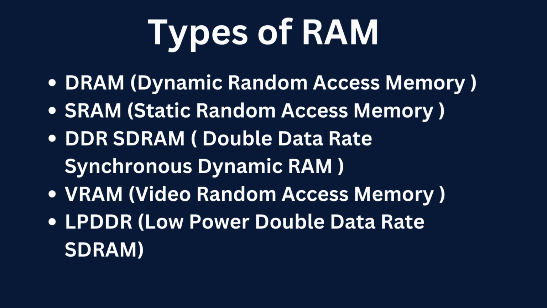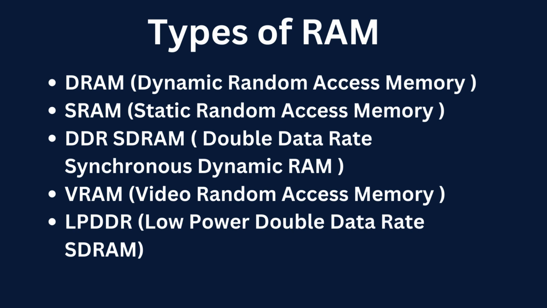VRAM, Video Random Access Memory, is a specialized type of RAM designed for graphics processing units, GPUs, in graphics cards. Consider VRAM as a separate workspace specifically dedicated to handling graphical tasks like rendering images, videos, and textures in games. It's optimized for rapid access to large amounts of graphical data.